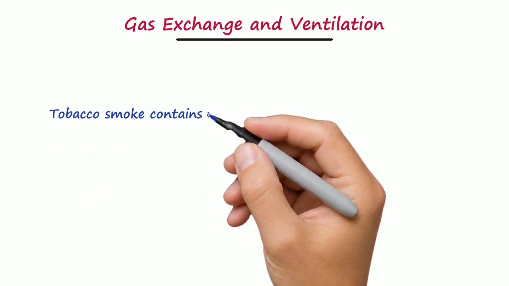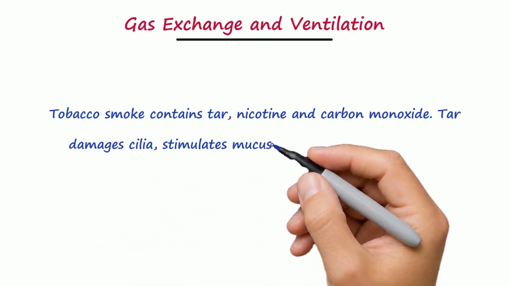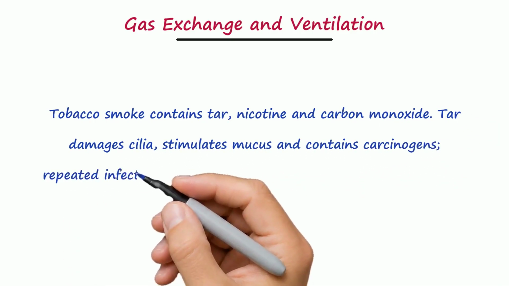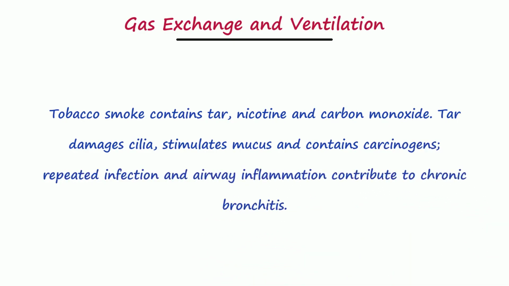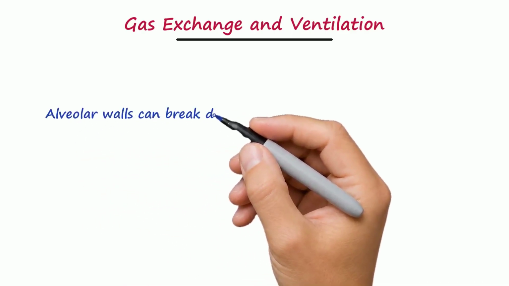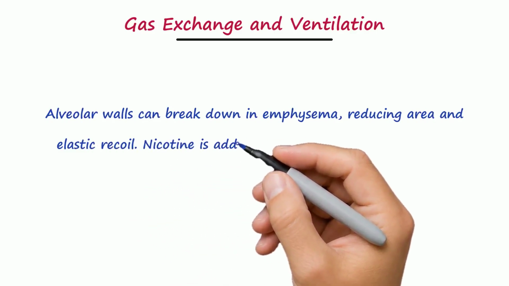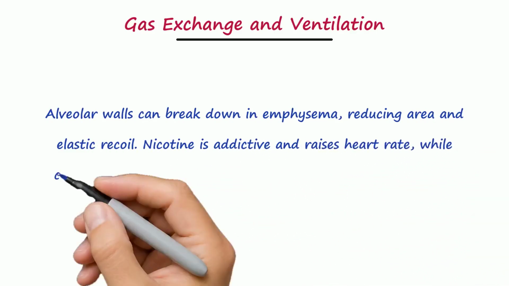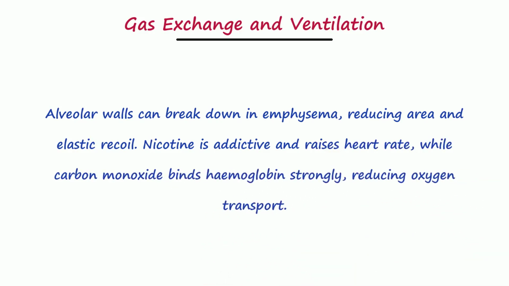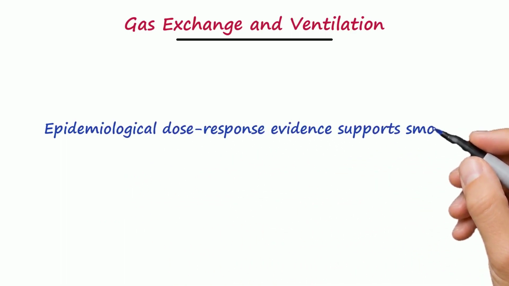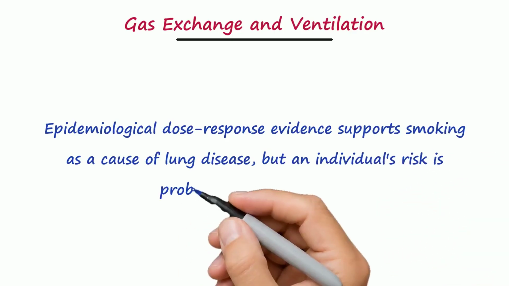Tobacco smoke contains tar, nicotine, and carbon monoxide. Tar damages cilia, stimulates mucus, and contains carcinogens. Repeated infection and airway inflammation contribute to chronic bronchitis. Alveolar walls can break down in emphysema, reducing area and elastic recoil. Nicotine is addictive and raises heart rate, while carbon monoxide binds hemoglobin strongly, reducing oxygen transport. Epidemiological dose-response evidence supports smoking as a cause of lung disease, but an individual's risk is probability, not certainty.